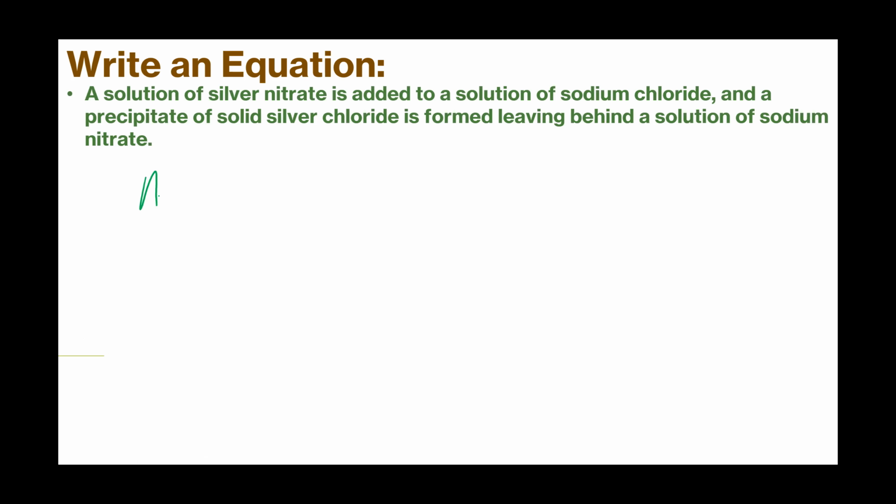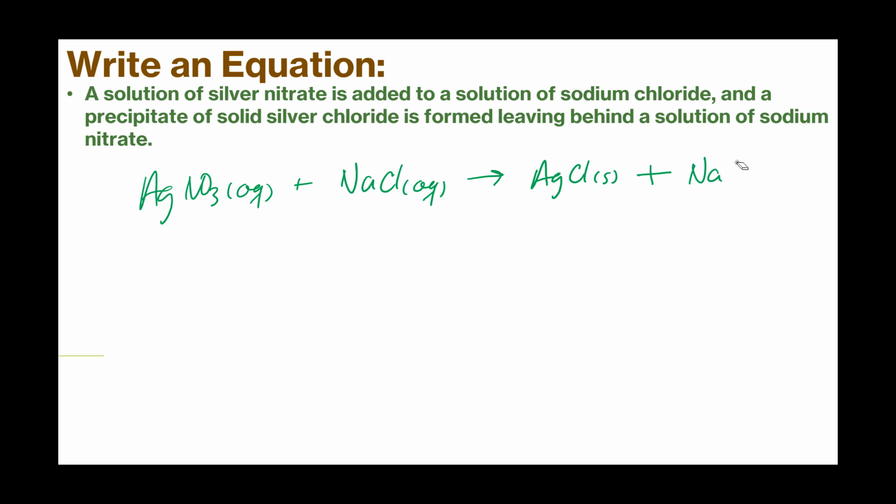Silver nitrate is AgNO3. Don't need parentheses in there. This is in solution. We're going to add sodium chloride to this in solution, and we're going to make a precipitate that is solid silver chloride. We could use our solubility guidelines to figure out that silver chloride is insoluble, so we should get the solid there. And we're going to get a solution of sodium nitrate left over, NaNO3 aqueous. All right, there's our equation.